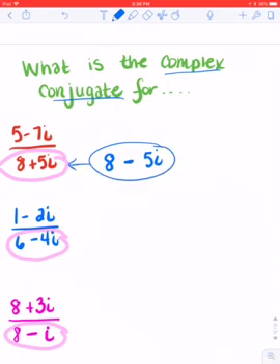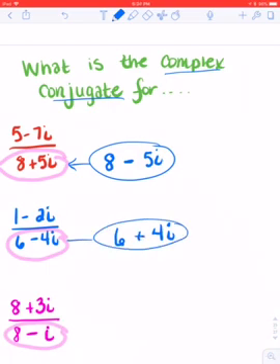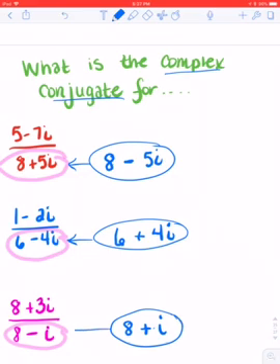Okay, in this next one, I'm going to do the same thing. I'm going to leave the 6 and the 4i where they are. There's a minus there, and now I'm going to change it to a plus. So that's a complex conjugate for this. On the last one, I have 8 minus i. So I'm going to leave 8 and i alone, but instead of doing minus, I'm going to do plus. And this is going to be the complex conjugate for this.